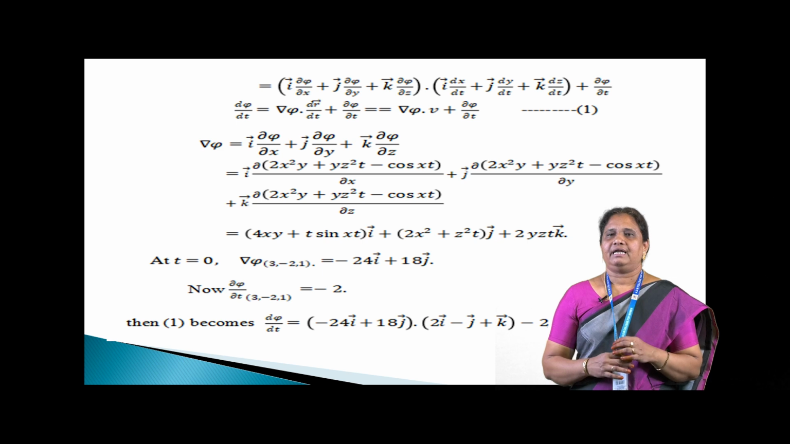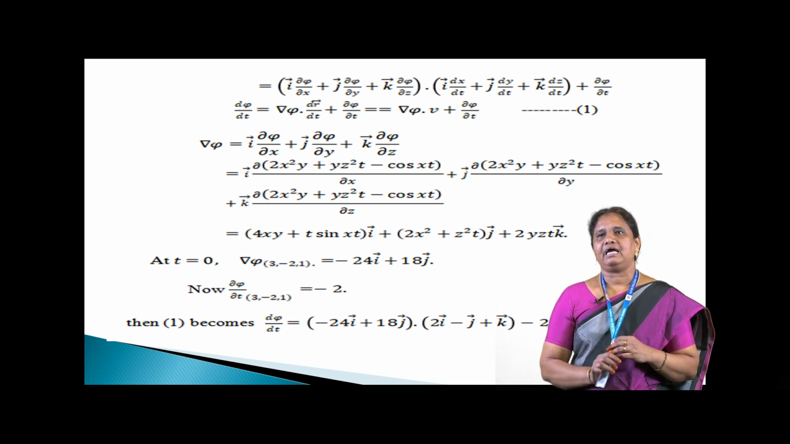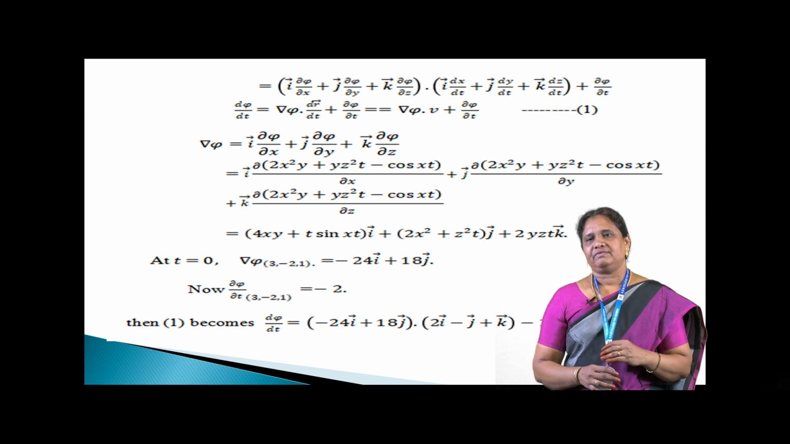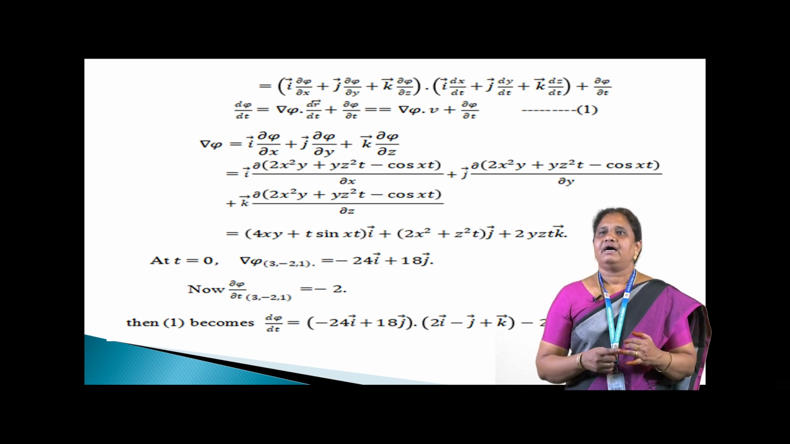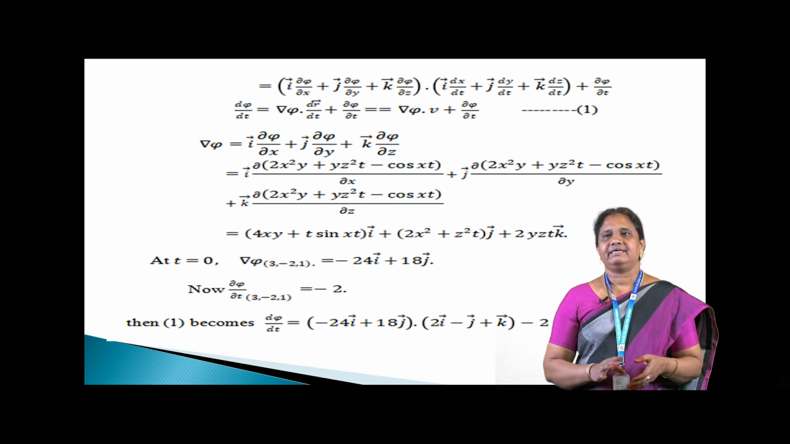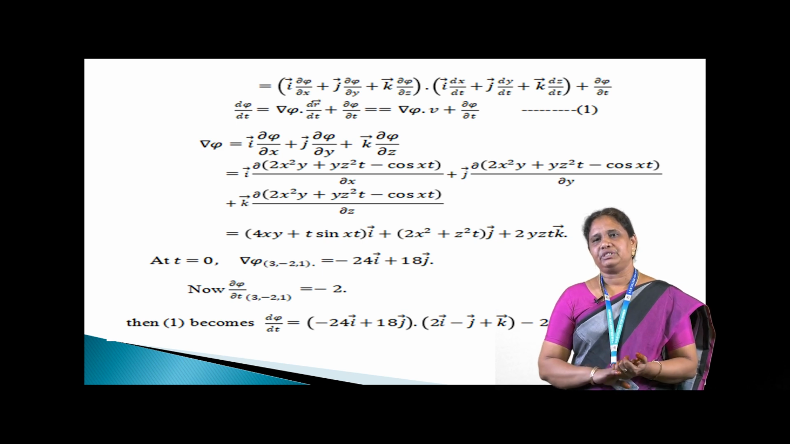We have already phi given, and differentiate that phi with respect to t alone. We get the answer minus 2, substituting the values 3, minus 2, 1. Therefore, we have found del phi and dou phi by dou t. Already the V vector is given. Then we can find equation 1.